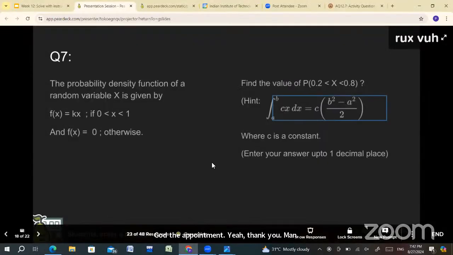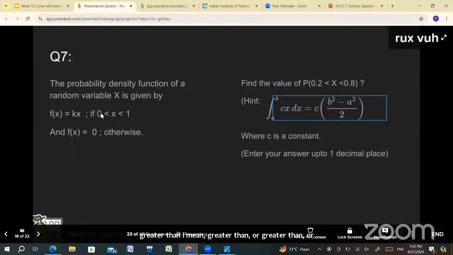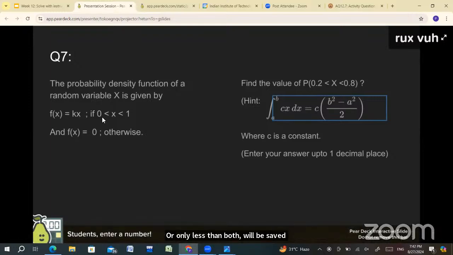Any other doubt? This question 7, which you're showing right now, is it 0 less than or equal to, or is it greater than, I mean, greater than or greater than or equal to? See, it is a continuous distribution. So if you take less than or equal to, or only less than, both will be the same.